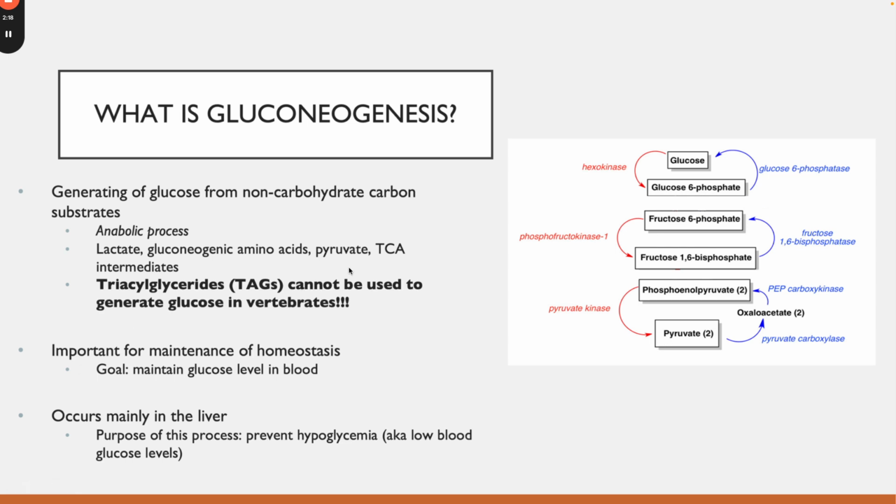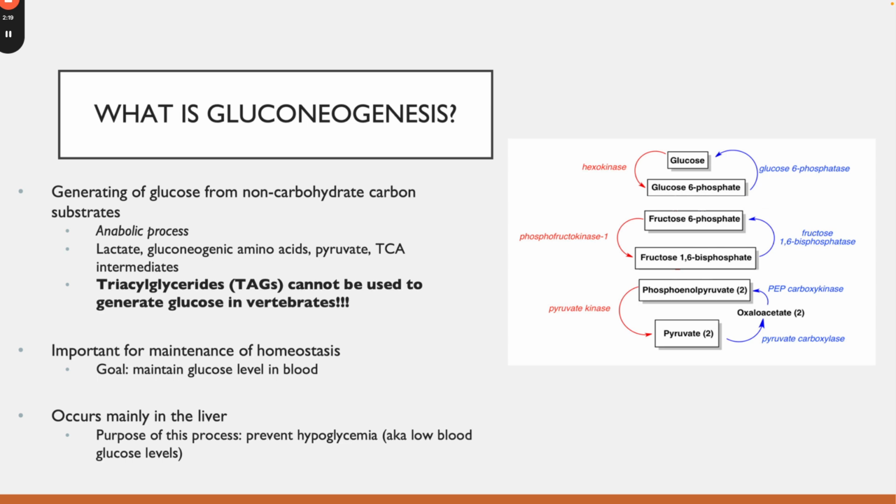And the goal of this is that we want to convert our 3-carbon molecules, 4-carbon molecules, and we want to turn them into 6-carbon glucose. So that's the whole point of this. And I wanted to emphasize, triacylglycerides, TAGs, cannot be used to generate glucose in vertebrates. And that's because TAGs will essentially undergo beta oxidation. And I don't want to confuse y'all. All you have to know is that TAGs will basically break down into acetyl-CoA.